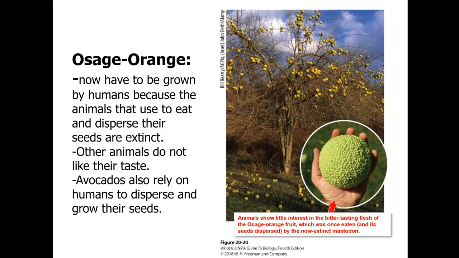The Osage orange tree. Now they're going to have to be grown by humans because the animals that used to eat and disperse these seeds have gone extinct. So other animals do not like the taste of these, and so they actually are going to have to be hand-planted now by humans. Avocados are also going to rely on humans to disperse and to grow their seeds as well.